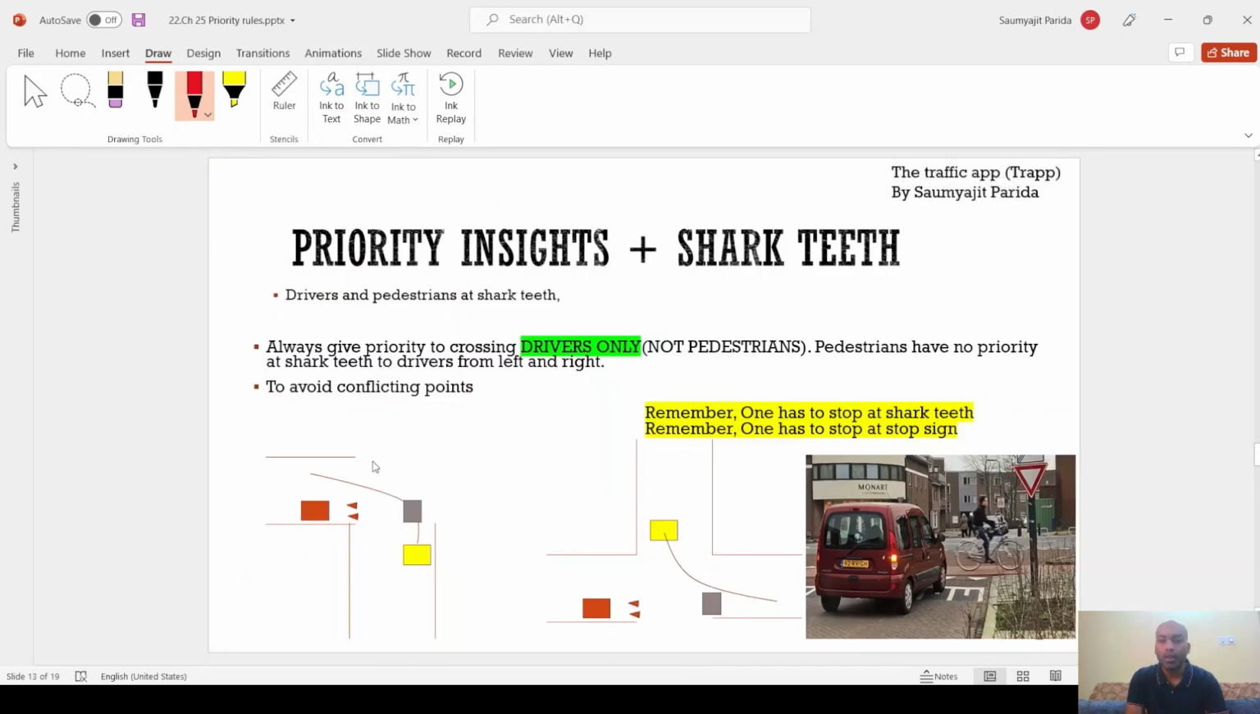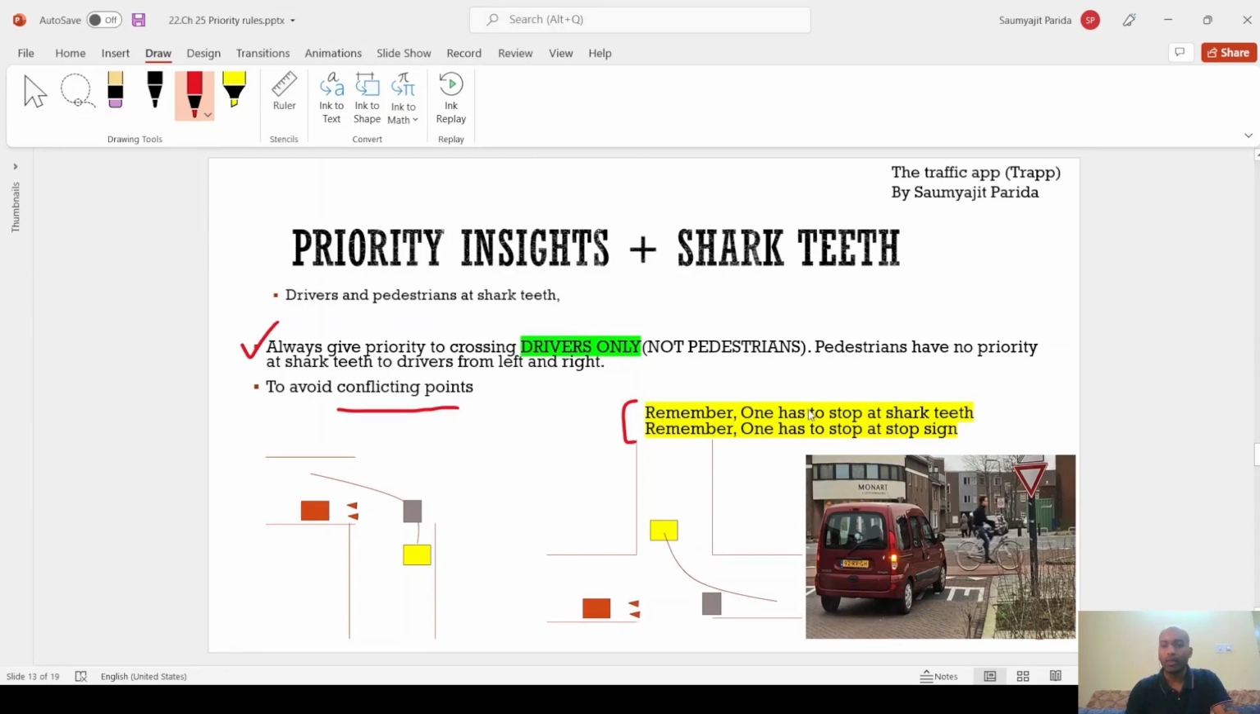Okay, priority at shark teeth. We already discussed it earlier, but this is just a recap. Priority at the shark teeth is only, suppose this is the shark teeth and here there is a pedestrian crossing, a pedestrian is crossing here, then I do not have to give priority to the pedestrians, but priority is given only to the drivers. To avoid conflicting points, shark teeth are installed. That is the main purpose of the shark teeth.